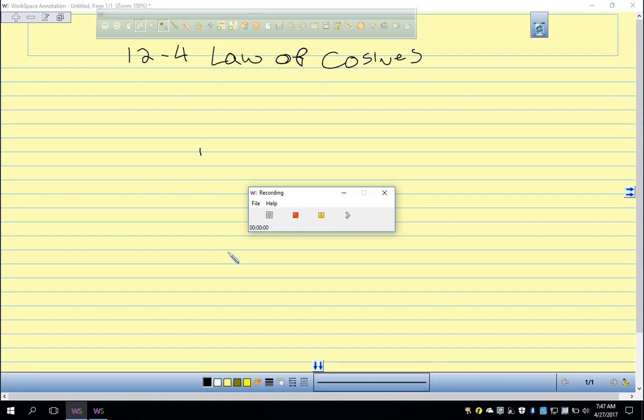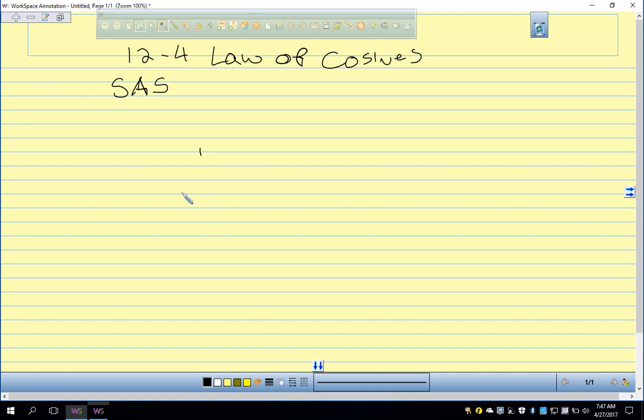Okay, we're going to learn about the law of cosines. The law of cosines is used if you know a side, then an angle, and a side of a triangle, or if you know three sides of a triangle. Okay? So for side, angle, side, or side, side, side.